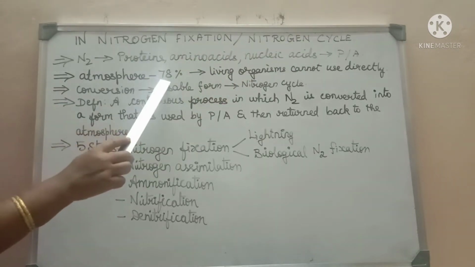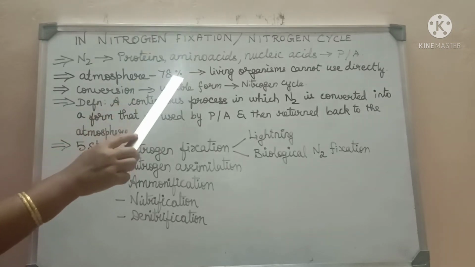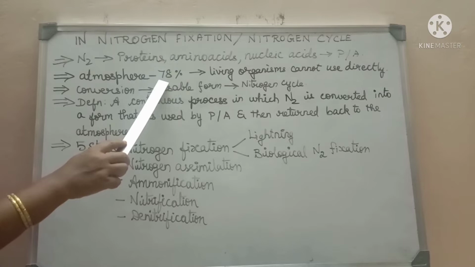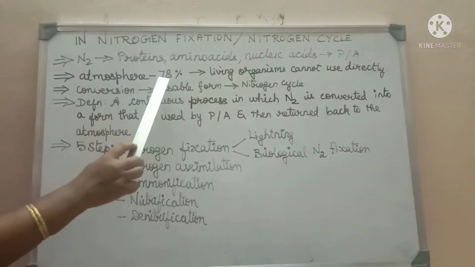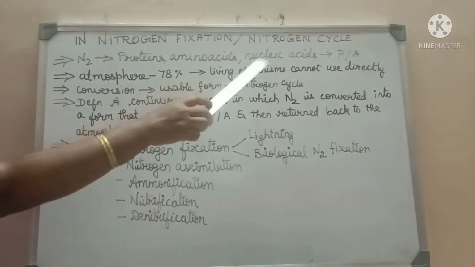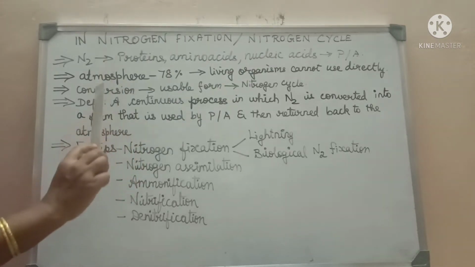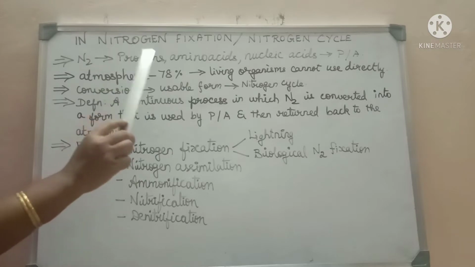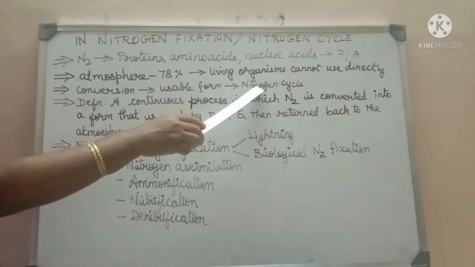The atmosphere consists of 78% nitrogen, but that is not in a usable form. Living organisms cannot use the atmospheric nitrogen directly. So that has to be converted into a usable form. The conversion of the unusable form of nitrogen into a usable form is called the nitrogen cycle.